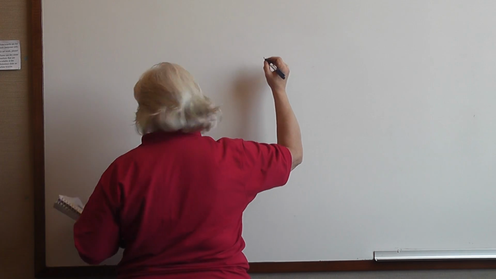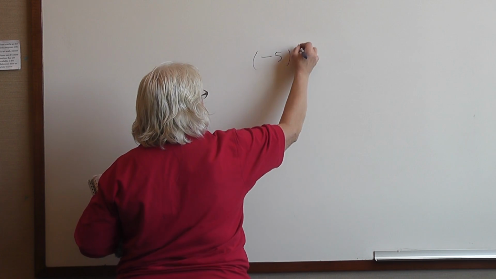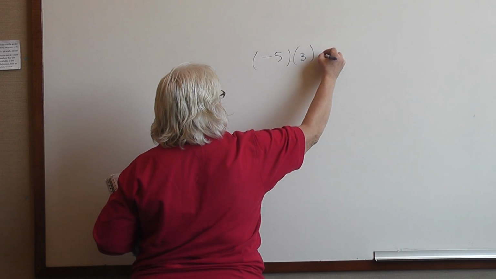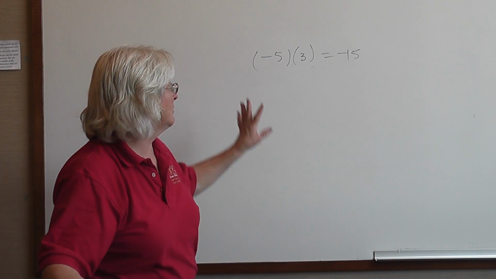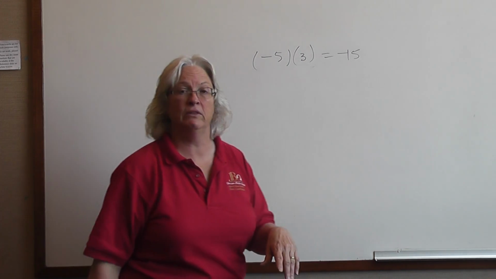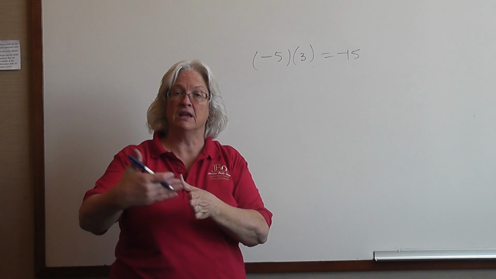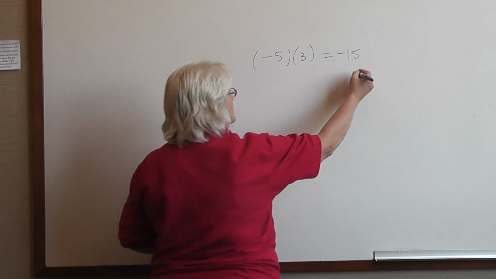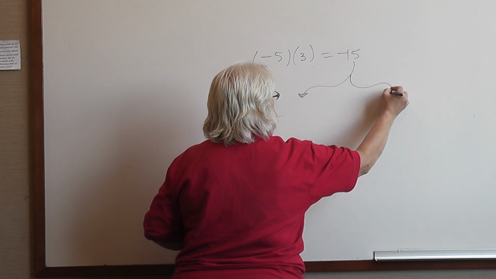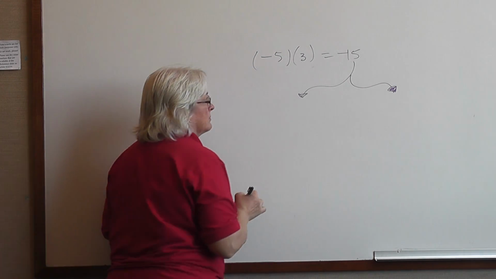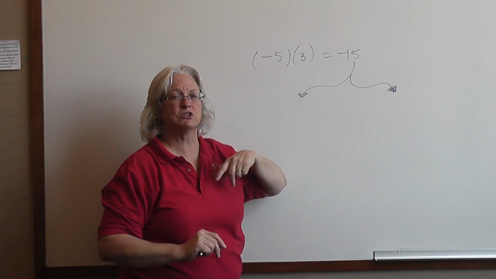Let me show you the multiplication one that they have here. They have the problem where we have a negative 5 times a positive 3. That gives us a negative 15. We have one positive and one negative. This is our multiplication. Division is the inverse. It undoes it. So a multiplication problem has two possible divisions associated with it.